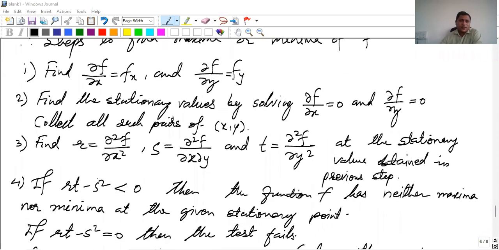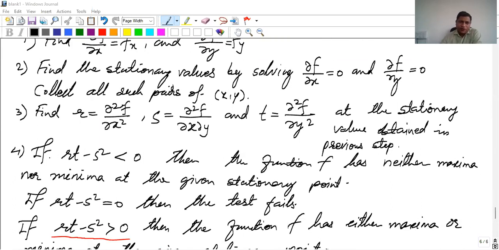Then we calculate the second order derivatives. We name these second order derivatives R, S, and T. And now we calculate the values of R, S, and T at each of these stationary points, and then we test every point with RT minus S square. So if RT minus S square is less than 0, then that point is a saddle point. It has neither maximum nor minimum. If RT minus S square is 0, then we need the fourth order test. So we stop because this test fails.